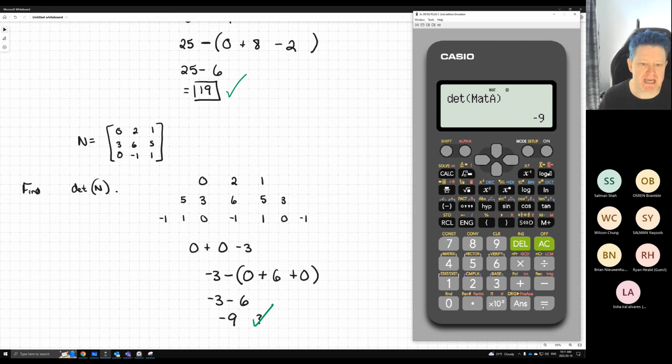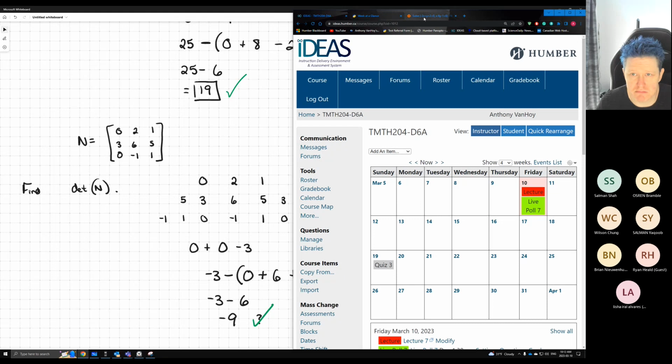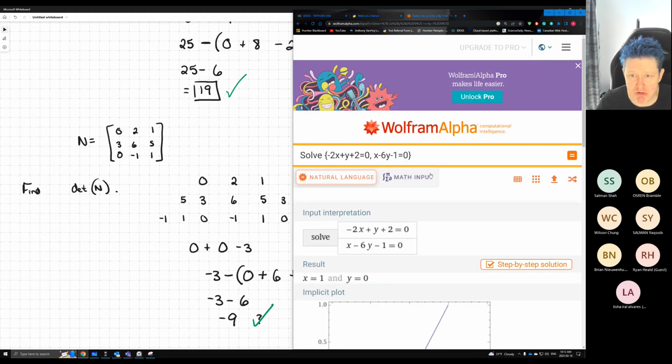So your calculator will do this. Also, another thing you can do, if you don't want to use minors and maybe your calculator doesn't allow you to calculate the determinant of a matrix, is use Wolfram Alpha.